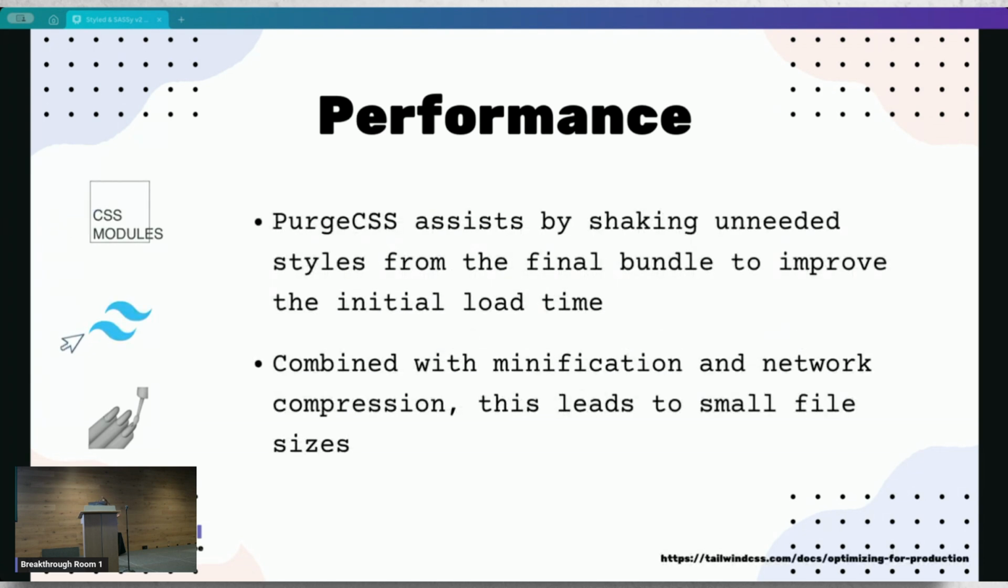For Tailwind, our initial load time, we can use features like purge, like I was talking about a few seconds ago, in order to shake out the classes that we don't need. And this, combined with minification and network compression, can usually lead to CSS files that are under 10 kilobytes, even for larger projects. And just like CSS modules, these Tailwind classes can also be cached in a single file for subsequent visits.